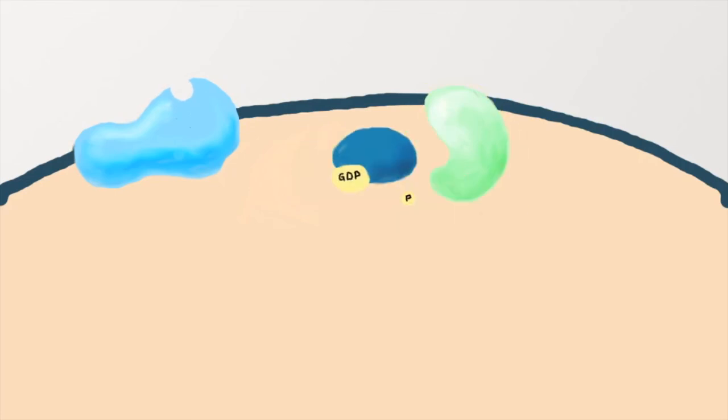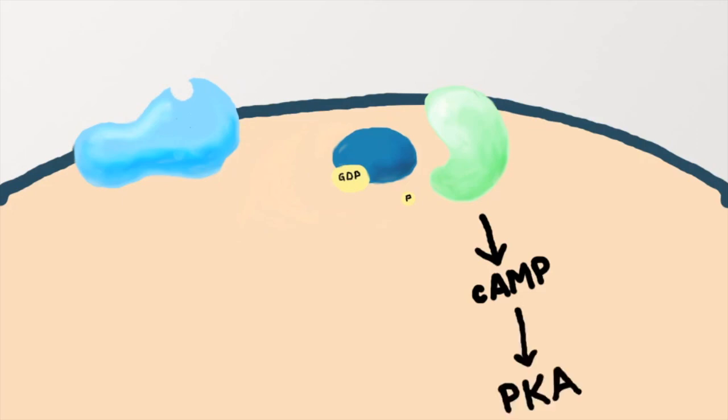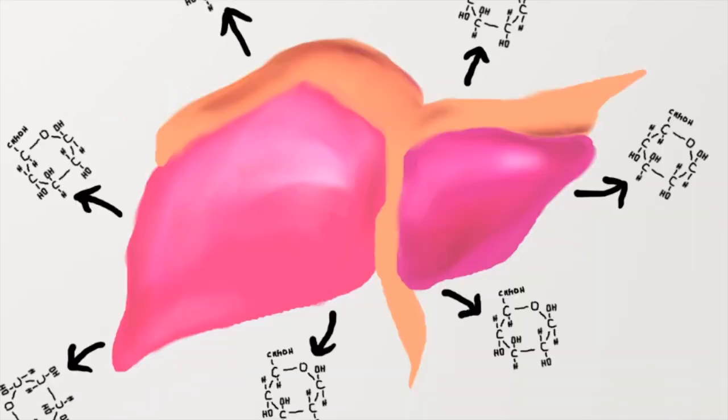The result is an increase in cAMP production, which leads to an increase in gluconeogenesis and glycogenolysis via PKA-dependent and independent pathways. The glycogen is broken down in the liver so that the blood glucose level is regulated again.